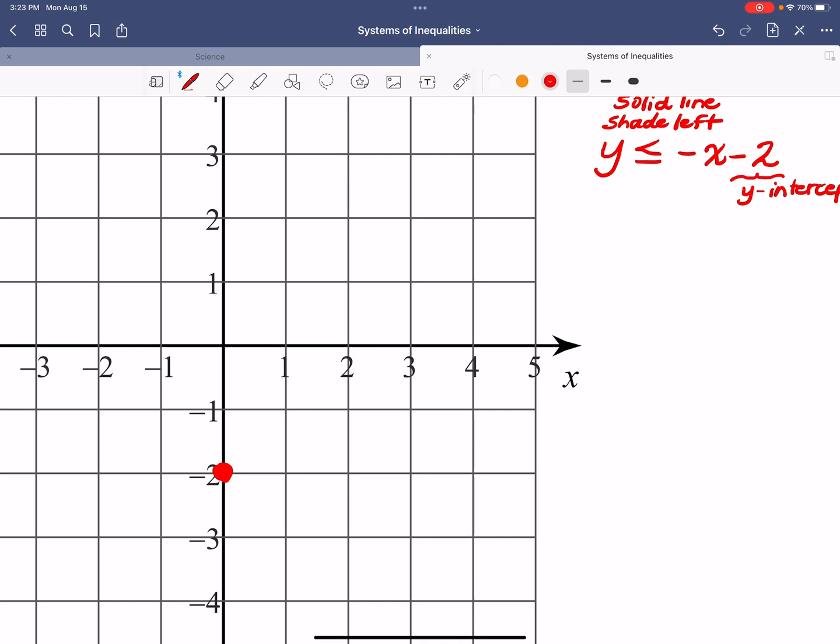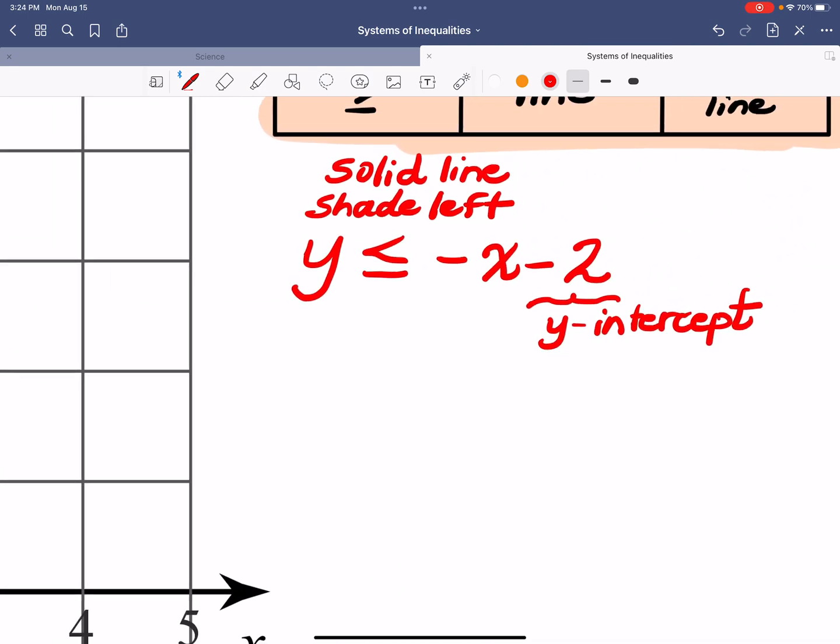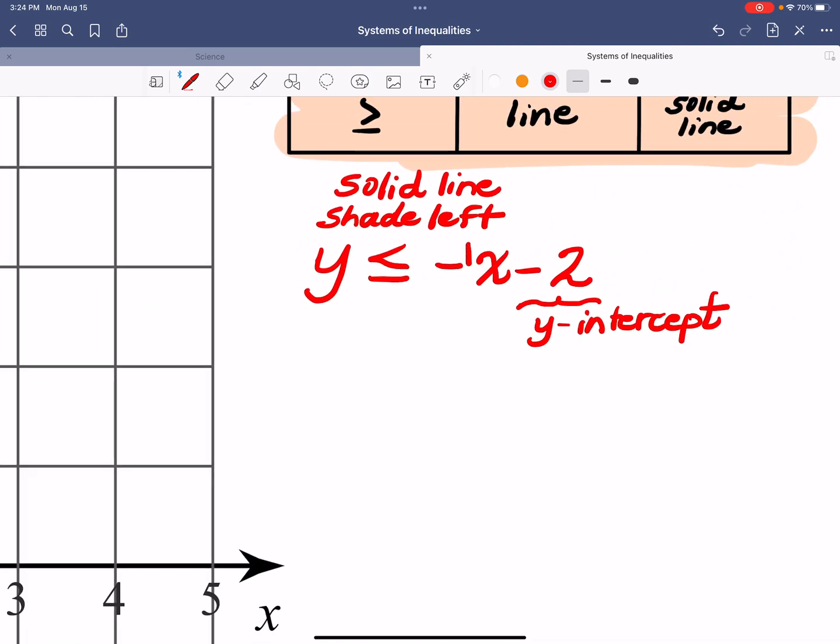Now, to get the actual line that you're going to graph, we need another point. We need to figure out where another point lies on this graph. And to do that, I'm going to use the slope factor. So I know that negative x is the same as negative 1x. But is it also the same as negative 1 over 1? Yes. Negative 1 over 1 is the same as negative x. It's just a fraction. And the reason I need a fraction is the key to this.